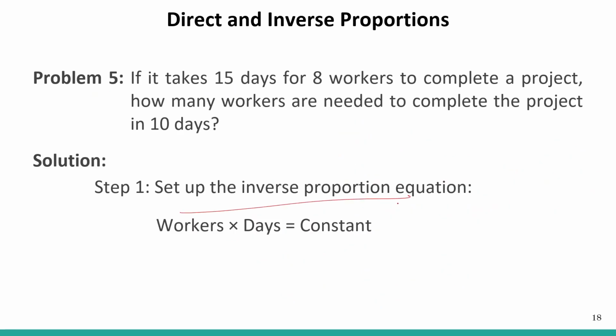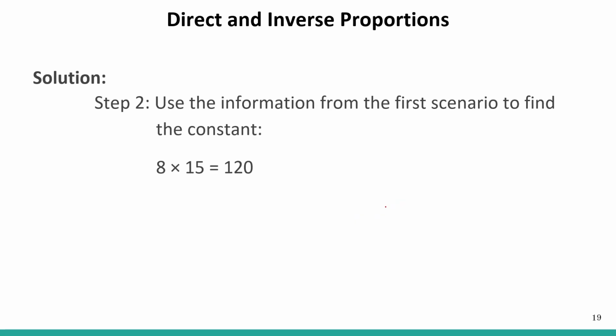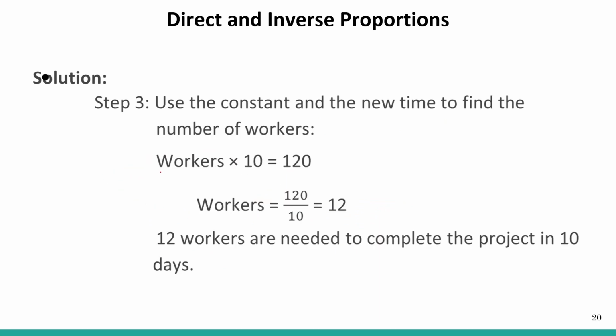Setting up the inverse proportion equation, workers into days is equal to a constant, as we have also seen previously. Using the information from the first scenario to find the constant, 8 into 15 is equal to 120, right? Then using the constant and the new time to find the number of workers, workers into 10 is equal to 120. So workers is equal to 12. That is the number of workers needed to complete the project in 10 days.